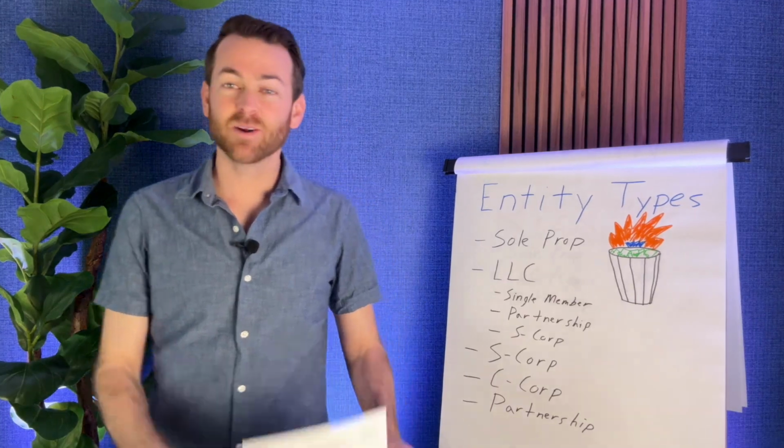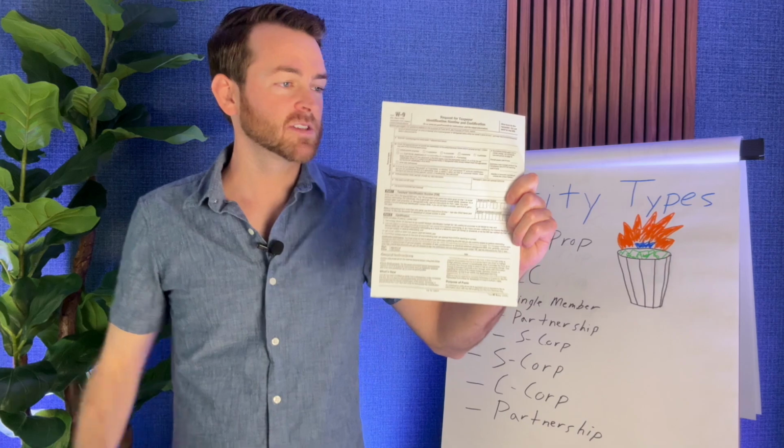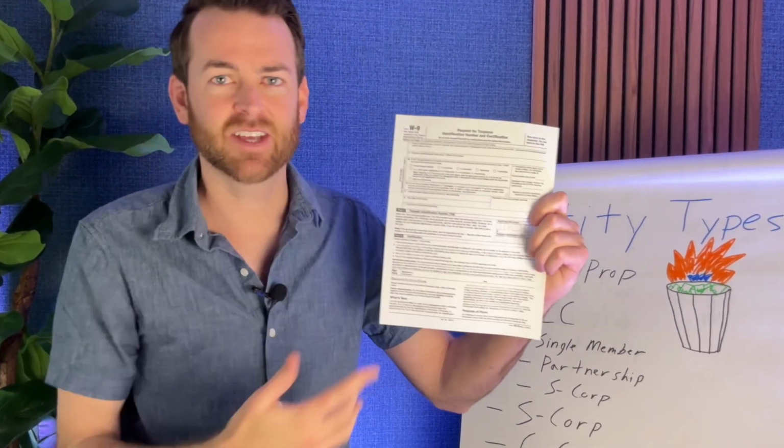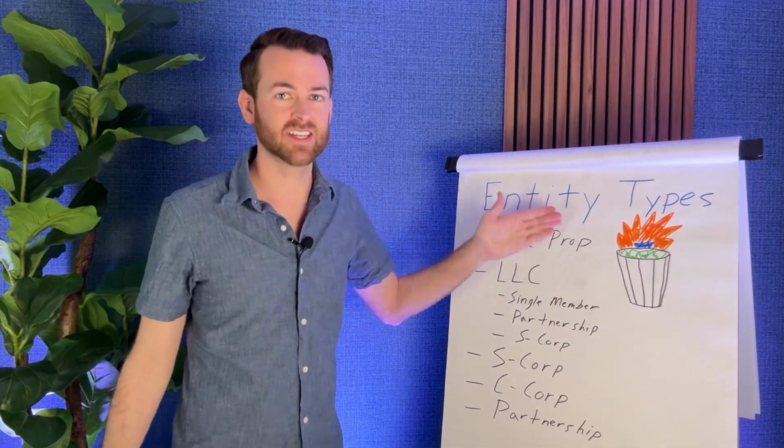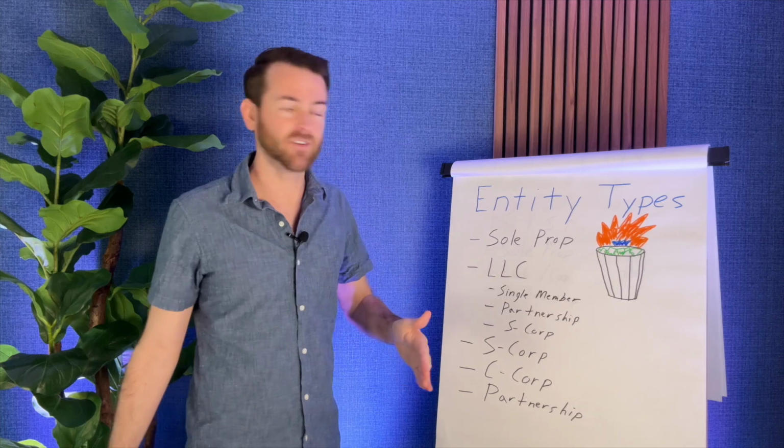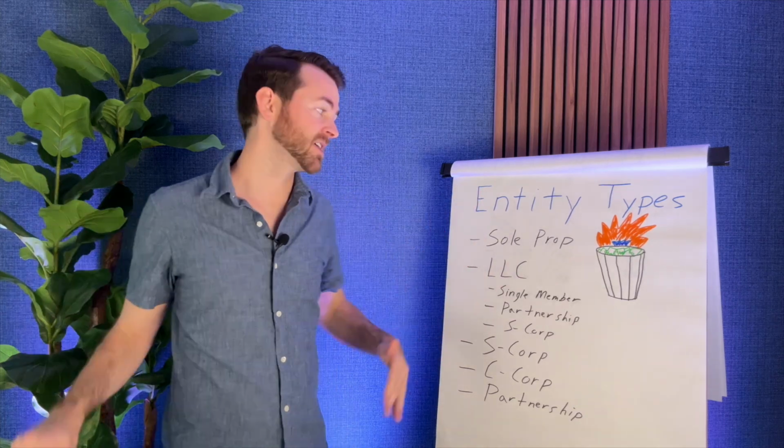Hey there! Today we're going to be talking about this form right here, the IRS W-9 form. We're going to talk about what it is, what you need to know about it, and how to fill out the different selections. We're also going to be talking about the consequences of not having your entity structured correctly. If you don't know what an entity is, no worries, we're going to cover that as well.